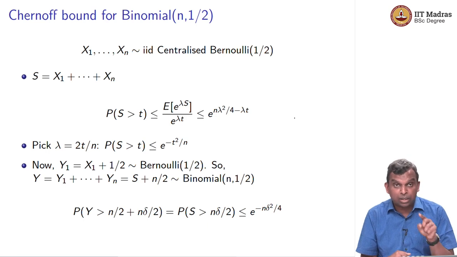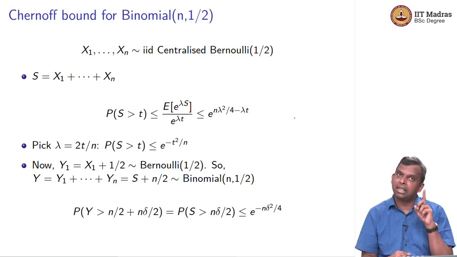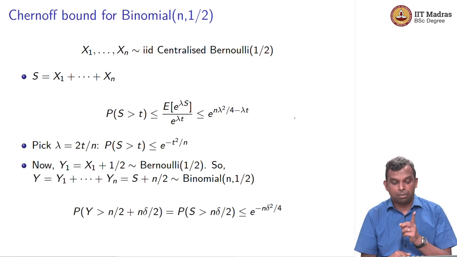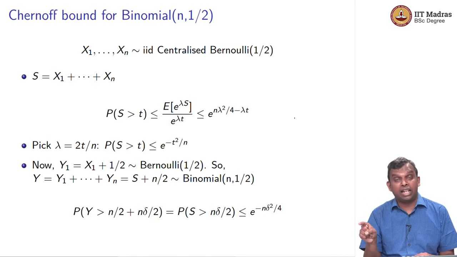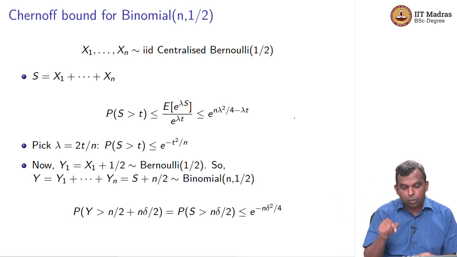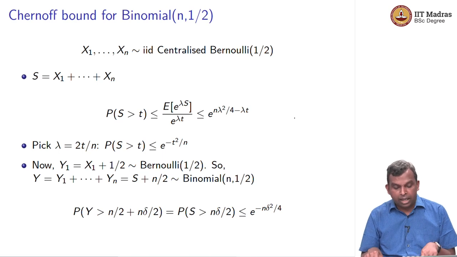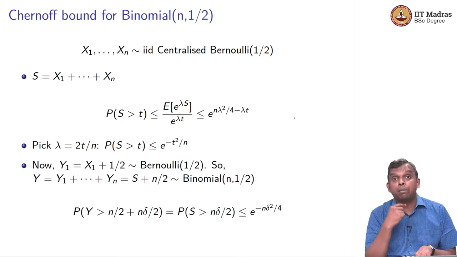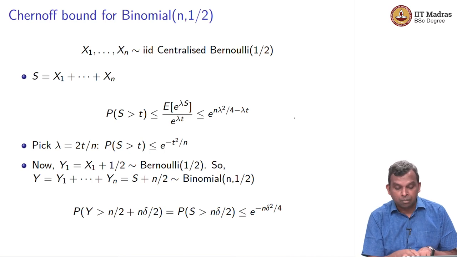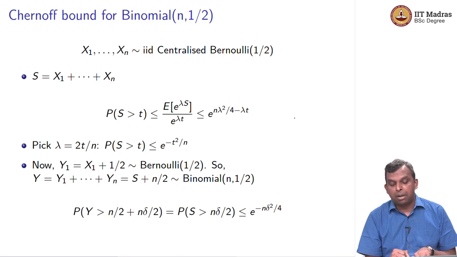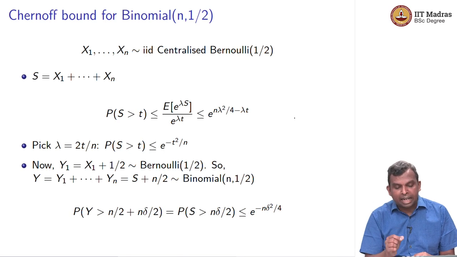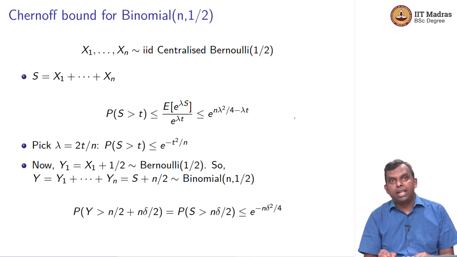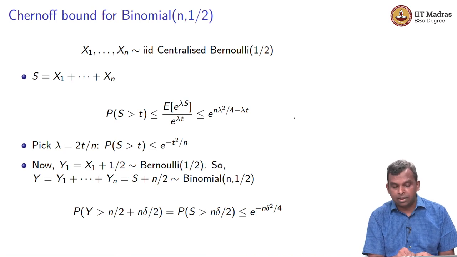Now, instead of x1, if I add a half to x1, I get the Bernoulli, right? Y1 equals x1 plus half is Bernoulli. Now, actually, I want sum of Bernoulli so that I get binomial, right? So I want y1 plus y2 plus so on till yn. I'll call it y, but that's the same as s plus n by 2, isn't it? It's the same as s plus n by 2, and that becomes binomial n comma half, okay? So now, if I want my binomial to be greater than n by 2, by some delta times n by 2, this is the expression, right?